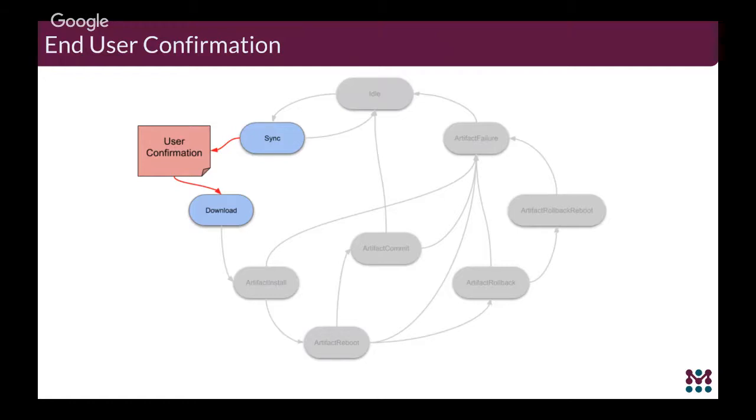Another very common use case is to get end user confirmation before rebooting the device or before installing in general. So you could set up a sync exit script to prompt the user, much like we're all familiar with on our smartphones. There's an update available. Do you want to install it? The user can decide if now is a good time or not, knowing that it's going to take up some bandwidth, some CPU cycles, and eventually it's going to cause a reboot. So this is a very common use case.